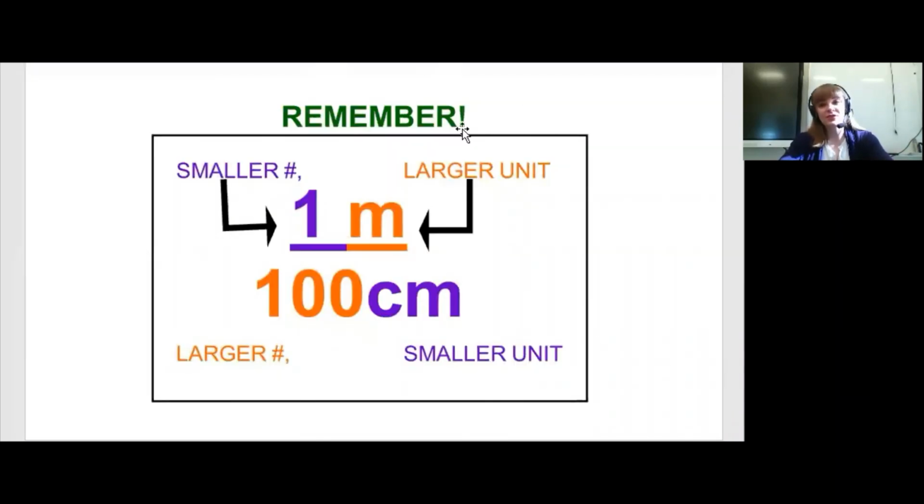This is just a note to remember that a smaller number is going to end up going with a larger unit, and when you have a larger number with a smaller unit, it makes sense. So if you ever come across this, don't worry about it.